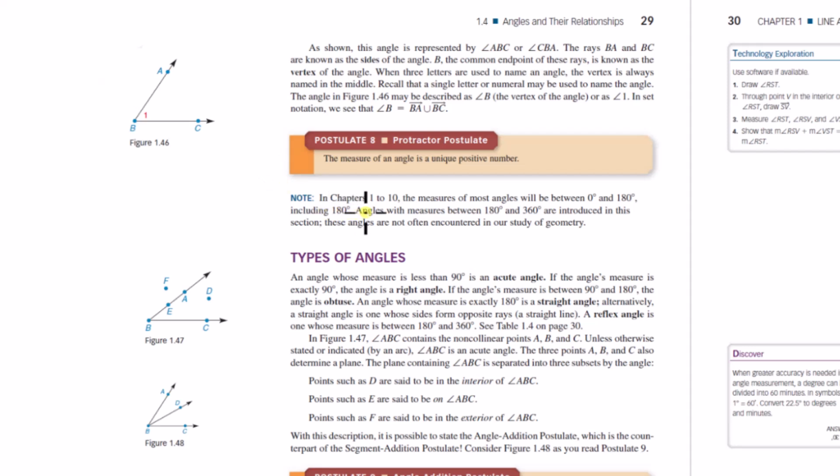Okay, note in chapters 1 to 10, the measures of most angles will be between 0 degrees and 180 degrees, including 180 degrees. Angles with measures between 180 and 360 are introduced in this section. These angles are not often encountered in our study of geometry. Yeah, we talked about this before.